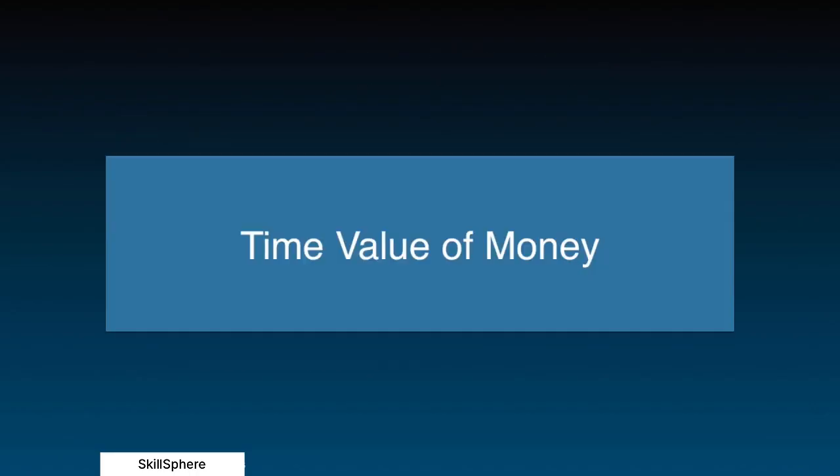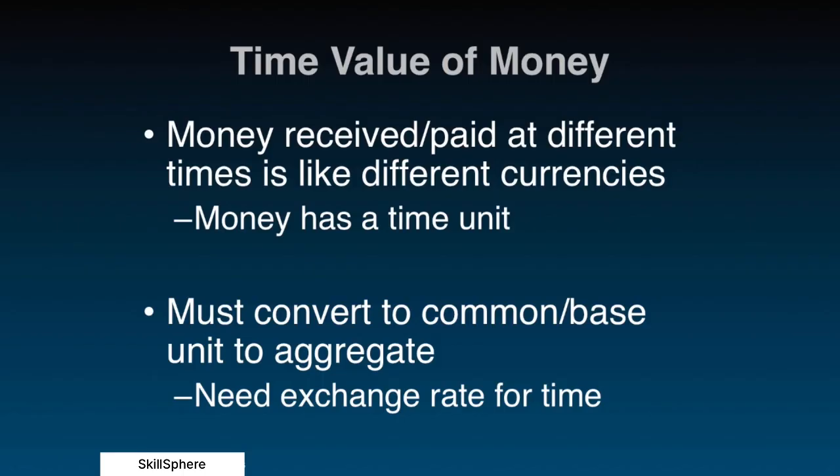So what does this have to do with the time value of money? Well, the time value of money refers to the fact that money received or paid at different times is like different currencies. You can't add it. Money has a time unit. What you have to do is convert to a common base unit in order to aggregate it, and to do that, we need an exchange rate for time.